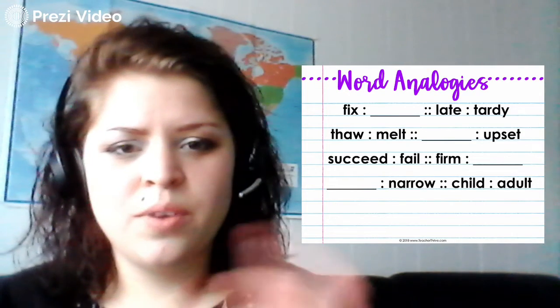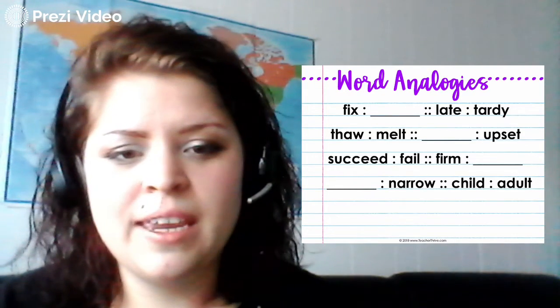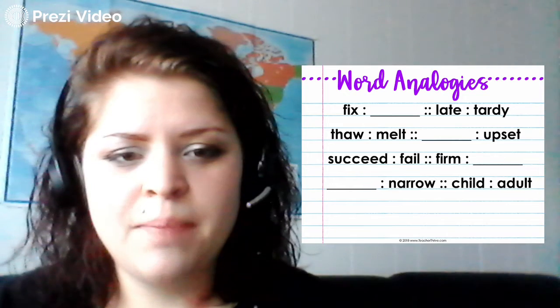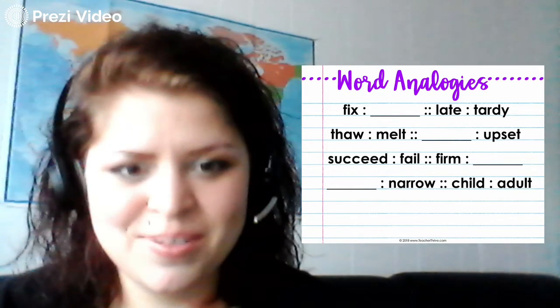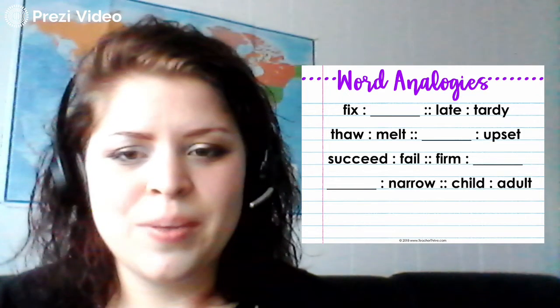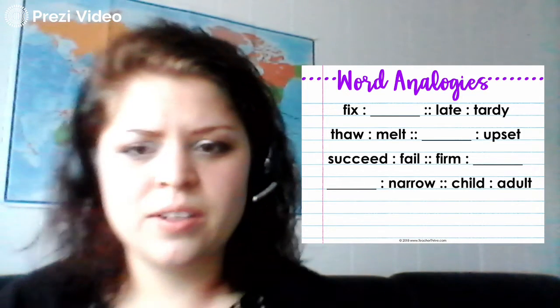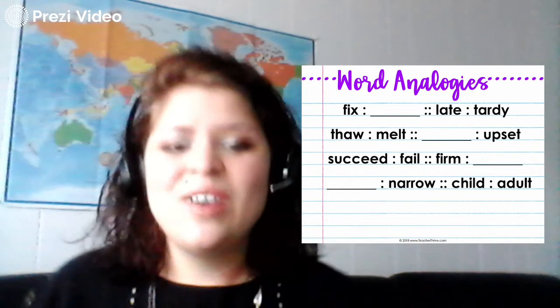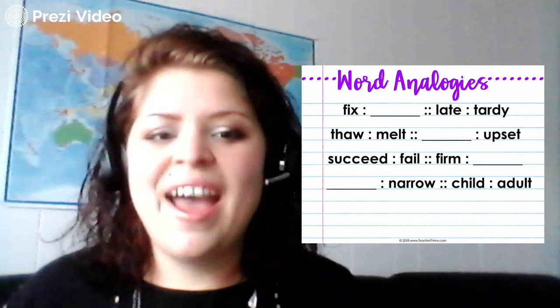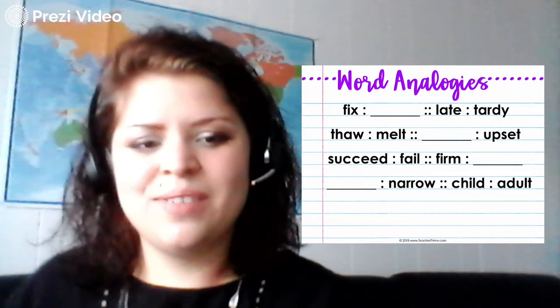Okay, here's another one with the missing word in the beginning pair. So let's look at the end pair. Child and adult. They're antonyms, they're opposite. So what's the opposite of narrow? The opposite of narrow is wide. Wide is to narrow, as child is to adult.